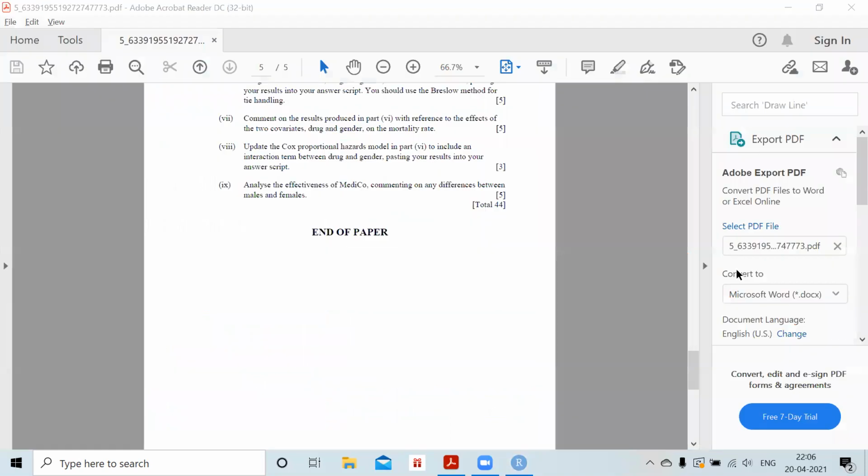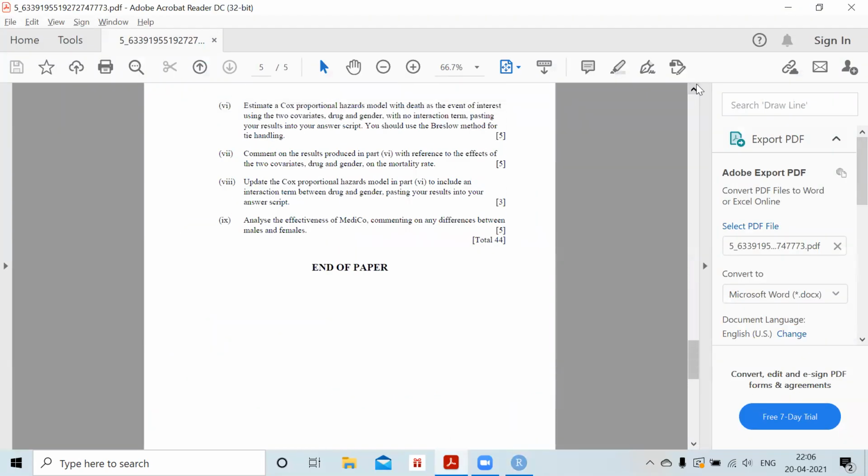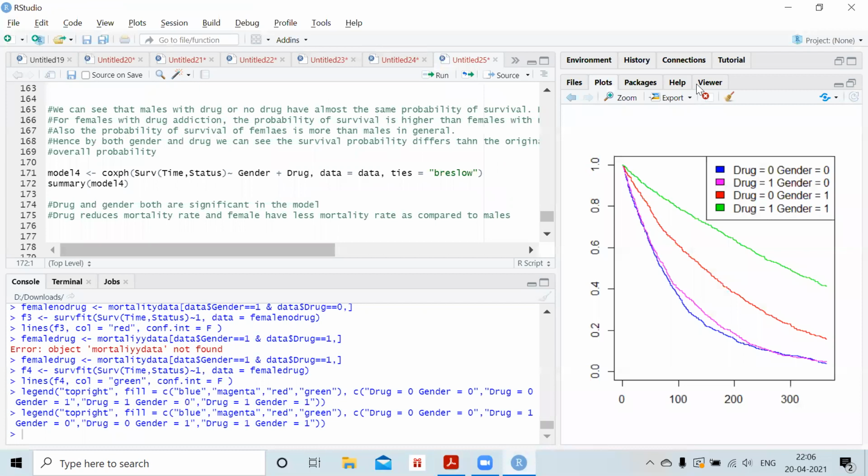And for the next part, they said to estimate a Cox proportional hazards model with death as the event of interest using the 2 covariates, drug and gender, with no interaction term. Pasting your results into the answer box, you should use the Breslow method for tie handling. So it's a model for Cox PH, survival time of status, gender plus drug, and data is equal to mortality data, which we are using over here. Ties is equal to Breslow as said in the question.